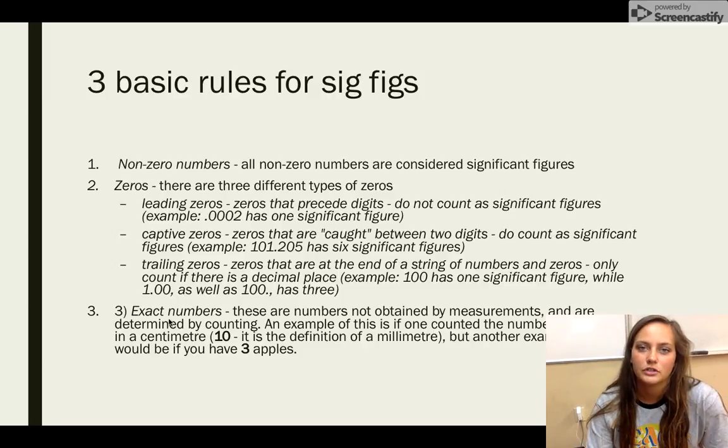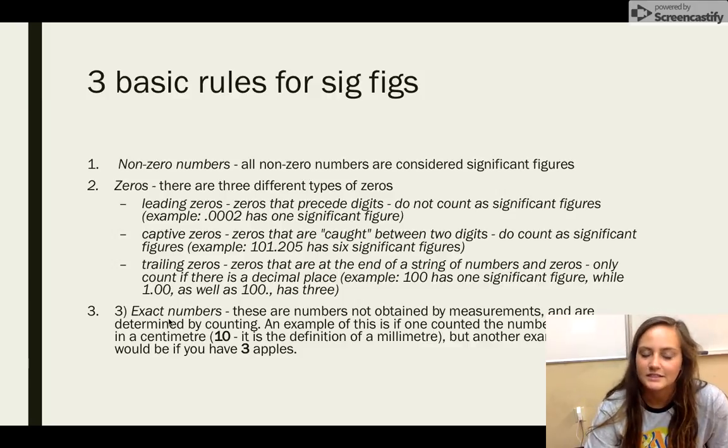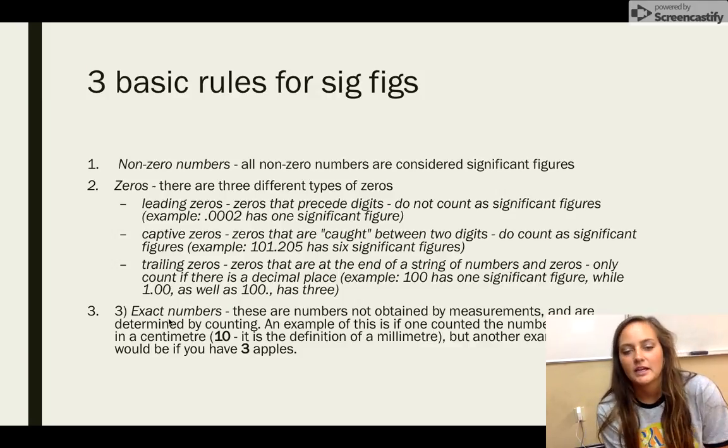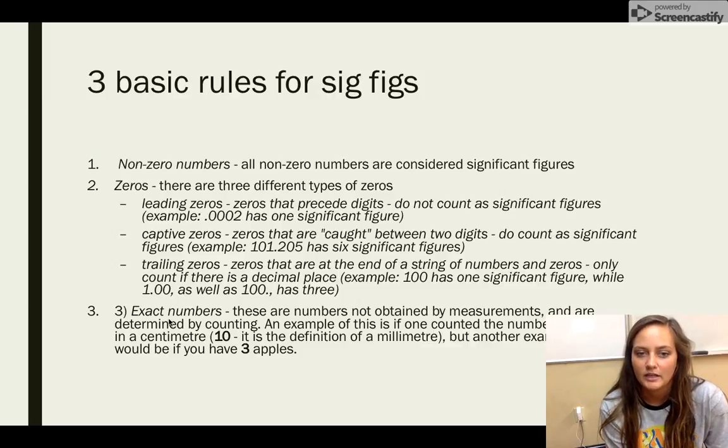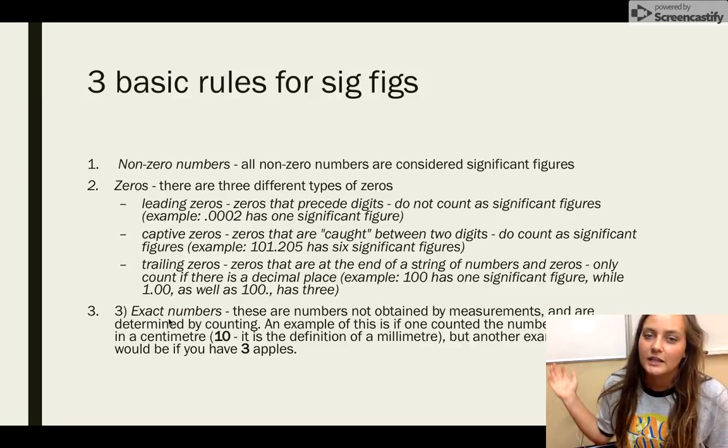The other rule for significant figures is exact numbers, and these are numbers that aren't obtained by measurement, and they're determined by counting. So there are 3 apples in the tree, there's 3 significant figures.